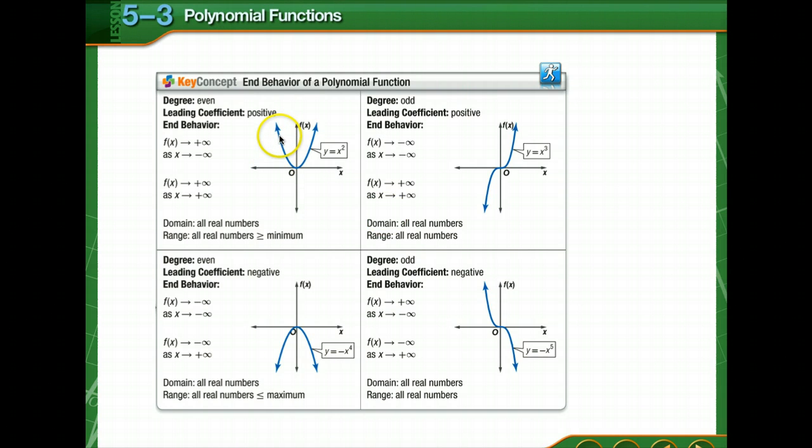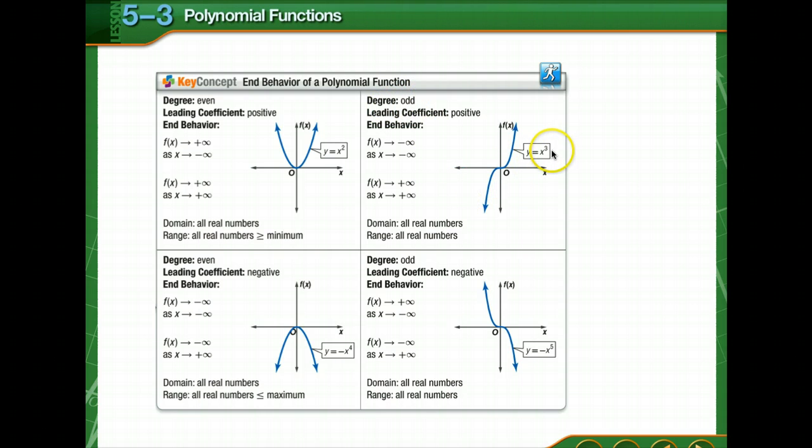Notice that the function's x squared, it approaches positive infinity as x approaches positive infinity, and it approaches positive infinity as x approaches negative infinity. This one's an even because notice the ends, they're both going in the same direction, and it's pointing up. The leading coefficient's positive.